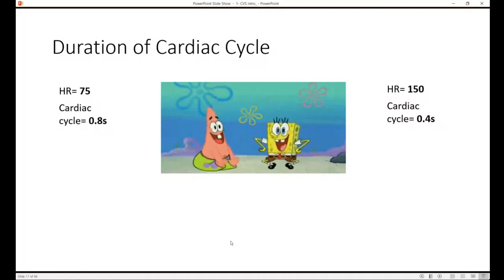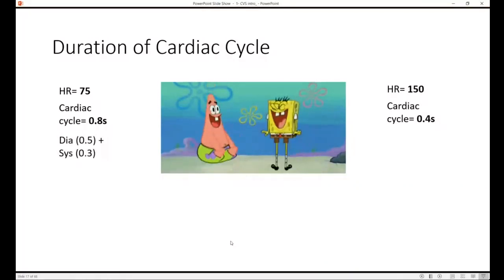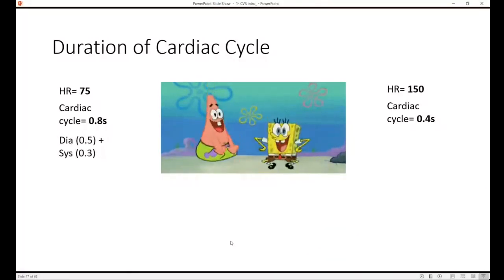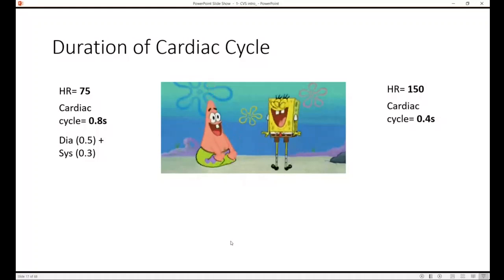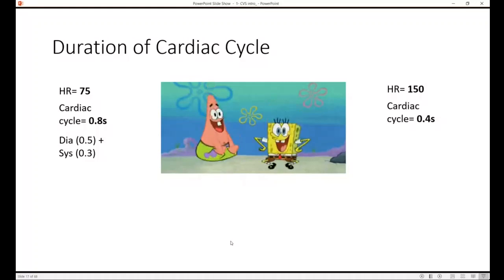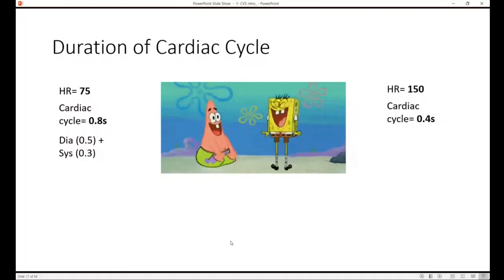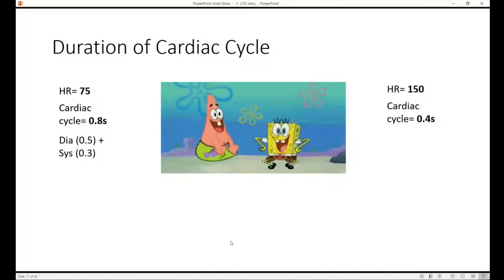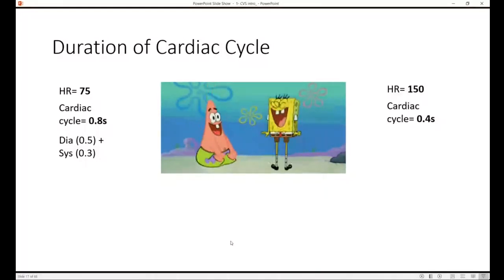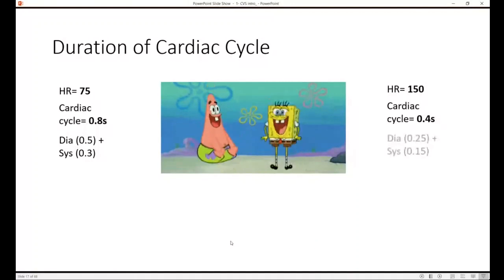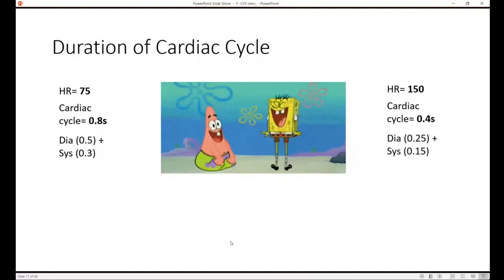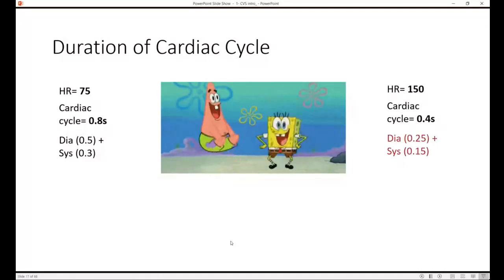Make sense? Okay. When the cardiac cycle was 0.8 seconds, the duration of diastole was 0.5 seconds and systole was 0.3. Now the cardiac cycle becomes 0.4 seconds in total. What do you think will be the diastole and systole? So both of them will become half? No, that's not the answer.